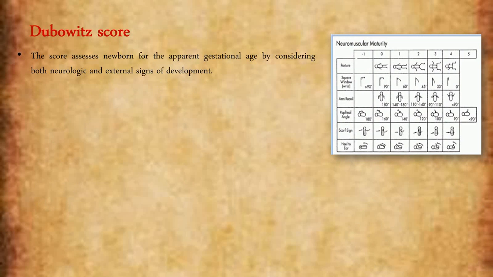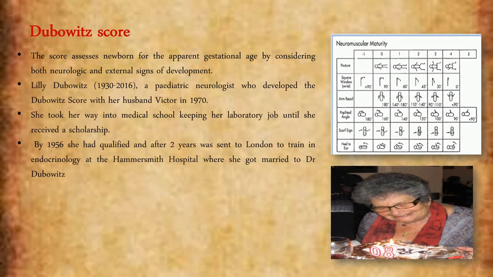Dubowitz syndrome. Dubowitz is a very intelligent woman, and I will show you how. The Dubowitz score is an assessment of the newborn for the apparent gestational age by considering both neurologic and external signs of development. Lilly Dubowitz is a pediatric neurologist who developed the Dubowitz score. She made her way into medical school while keeping her lab job. She was a lab assistant, not working as a physician at first.